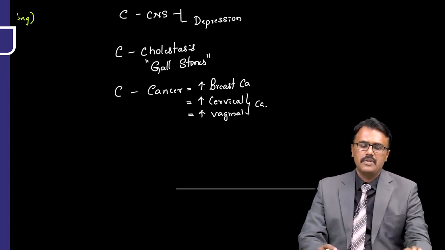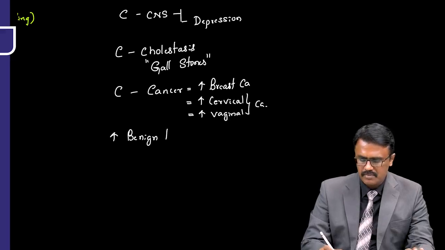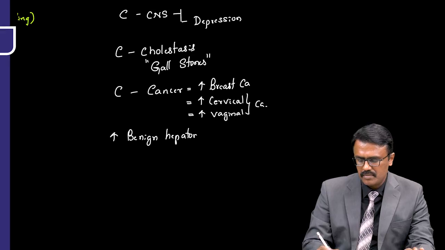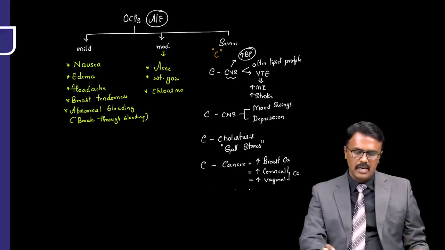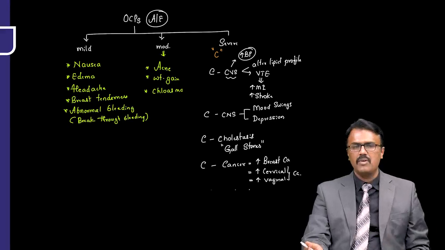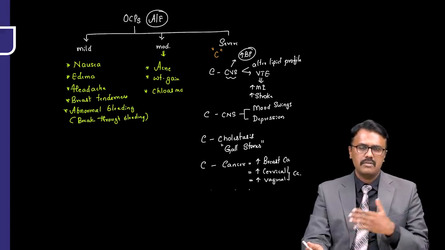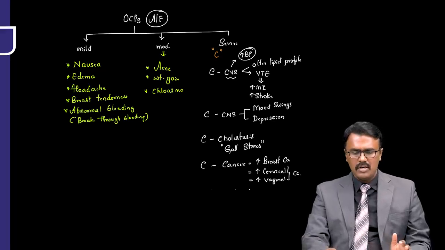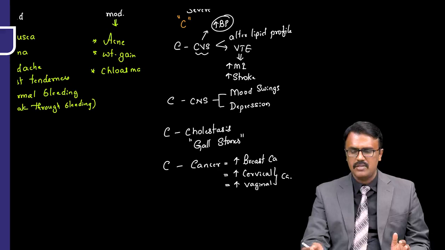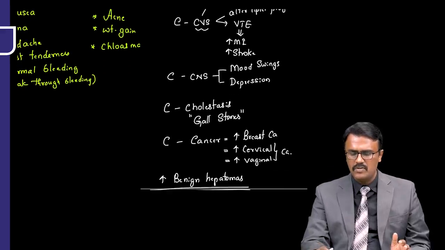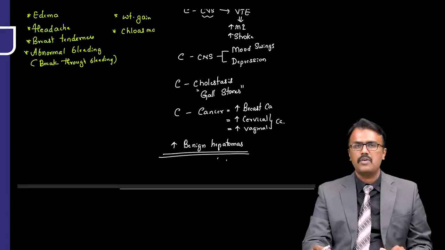Right. So these are the major adverse effects we see, and sometimes they can increase the risk of benign hepatomas. So these are the problems we see with OCPs: mild nausea, edema, headache, breast tenderness, abnormal bleeding, that is breakthrough bleeding, and sometimes there is loss of withdrawal bleeding. When it is stopped, they will not get the periods. Moderate is acne, weight gain, and chloasma, and severe is CVS. They can have altered lipid profile, venous thromboembolism, increased BP, mood swings, depression, gallstones, risk of breast cancer, cervical cancer, vaginal cancer, and benign hepatomas can happen.